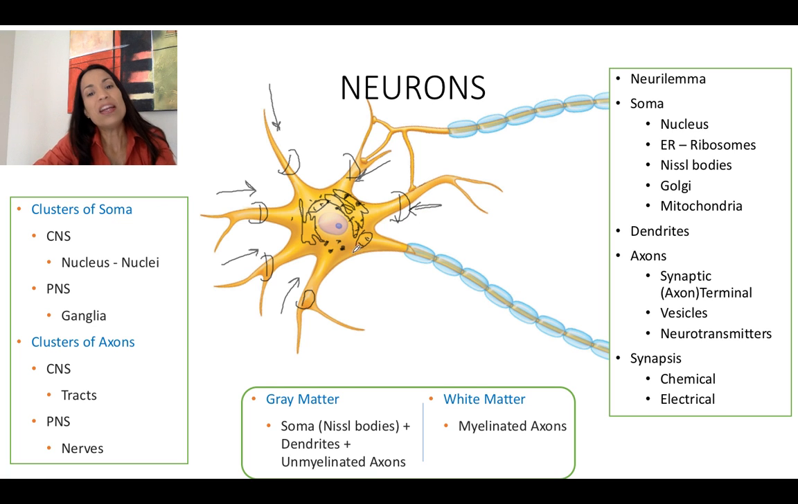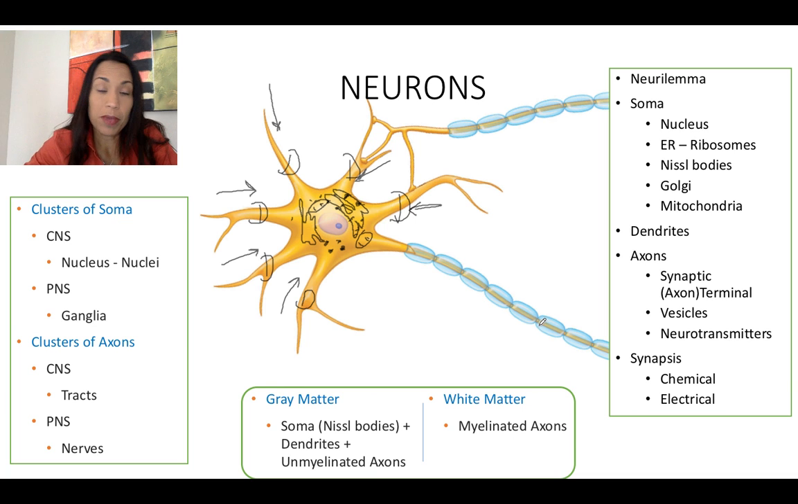Okay, then we're going to have one single and long prolongation, at least in this type of neuron. How long? Well, imagine a neuron stimulating the skeletal muscle that moves the great toe. It is going to start from here, from your brain, and the axon is going to travel all the way down to your great toe.